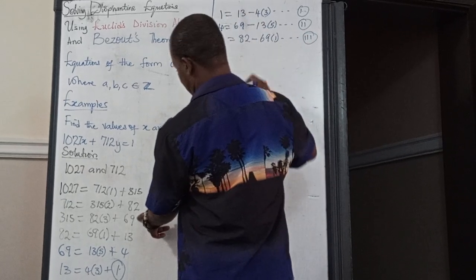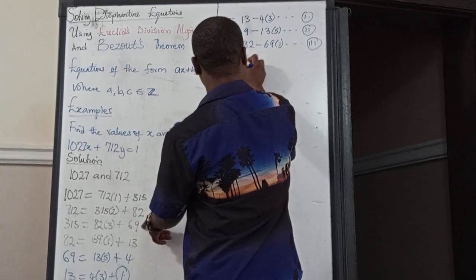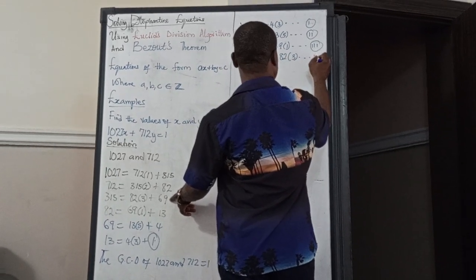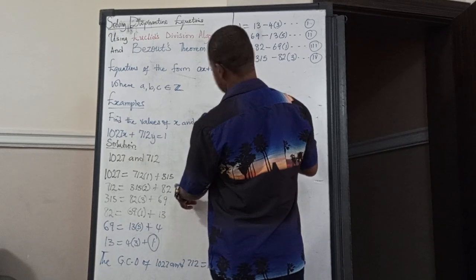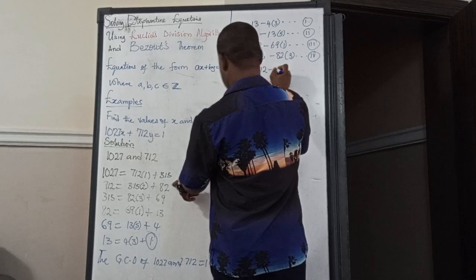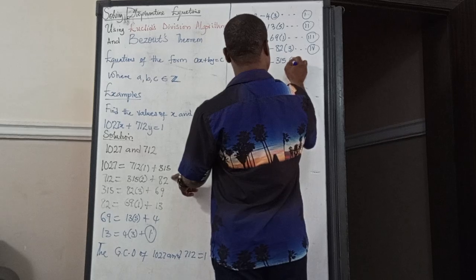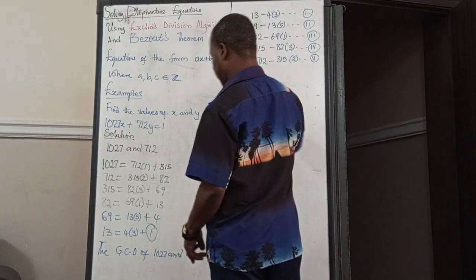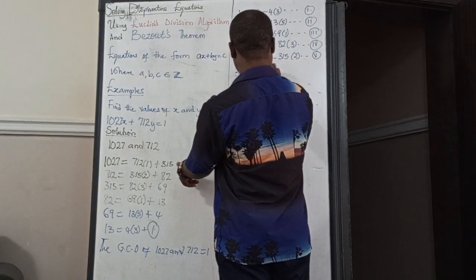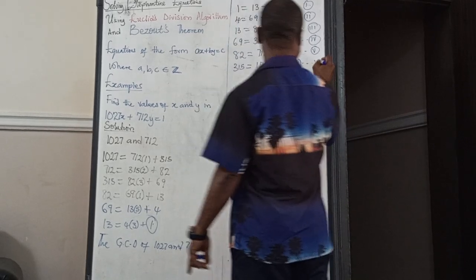Then in step 4, from down, we make 69 the subject, to have 69 = 315 minus 82 times 3. Let's call that equation 4. In the fifth line, let's make 82 the subject, to have 82 = 712 minus 315 times 2. Let's call that equation 5. Then the last line, we make 315 the subject. That means 315 = 1027 minus 712 times 1. Let's call that equation 6.